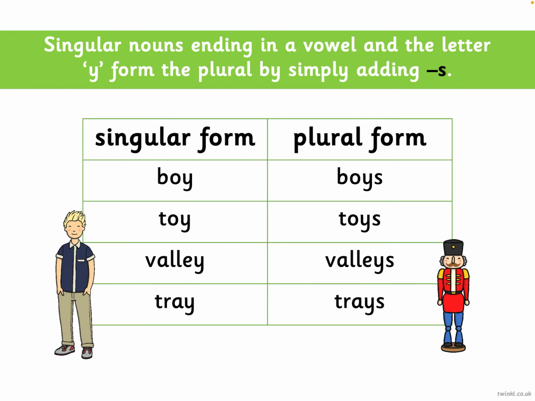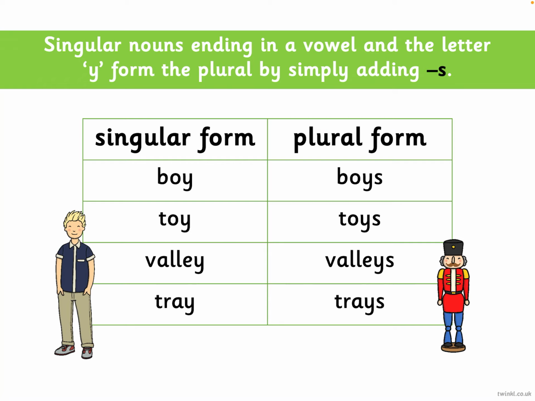So there is another rule where we need to consider vowels and consonants. Singular nouns ending in a vowel and then the letter Y, we simply add an S. So if we look at boy, it ends in O-Y. The O is a vowel. So we know therefore that we can just add an S.